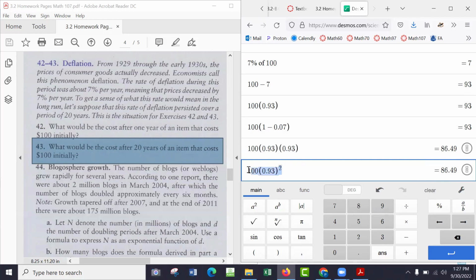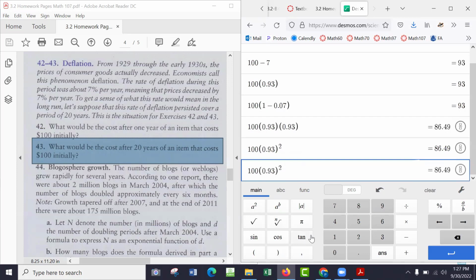And we've done some drills like this, right? So after 3 years of deflation, something that cost $100 3 years ago now costs about $80, right? So all of you, press pause on the video and answer question 43 now. What would the cost of the item be after 20 years? Just press pause on the video and try it yourself.